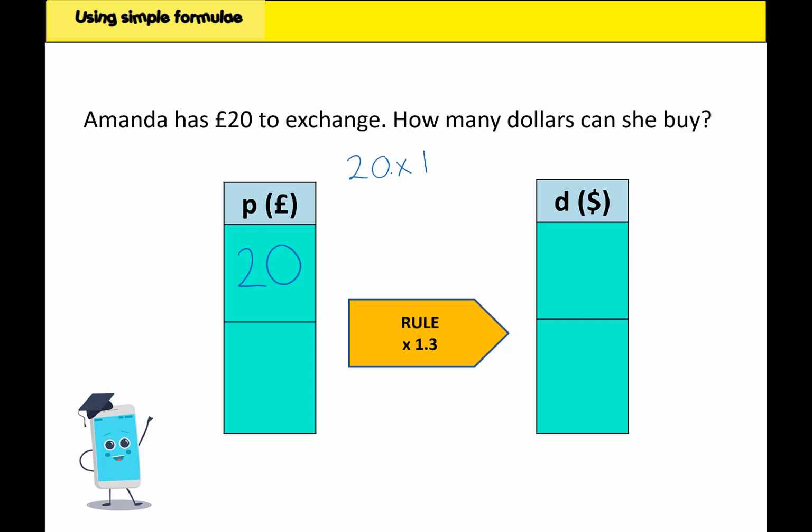I'm going to do 20 multiplied by 1 and 20 multiplied by 0.3. I'm partitioning it. 20 times 1 is 20. And 20 times 0.3 is 6. If I know that 20 times 3 is 60, I know that 20 times 0.3 is 6. Again, we have videos on this in our calculation section, so make sure you watch that. So 20 times 1.3 is 26. She would be able to buy $26. Let's have a look at another question.